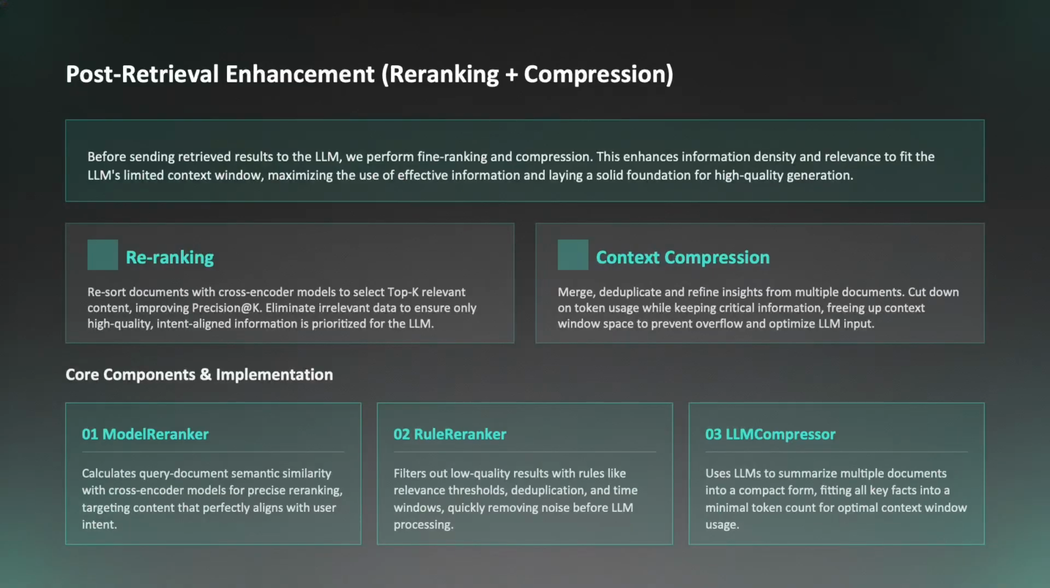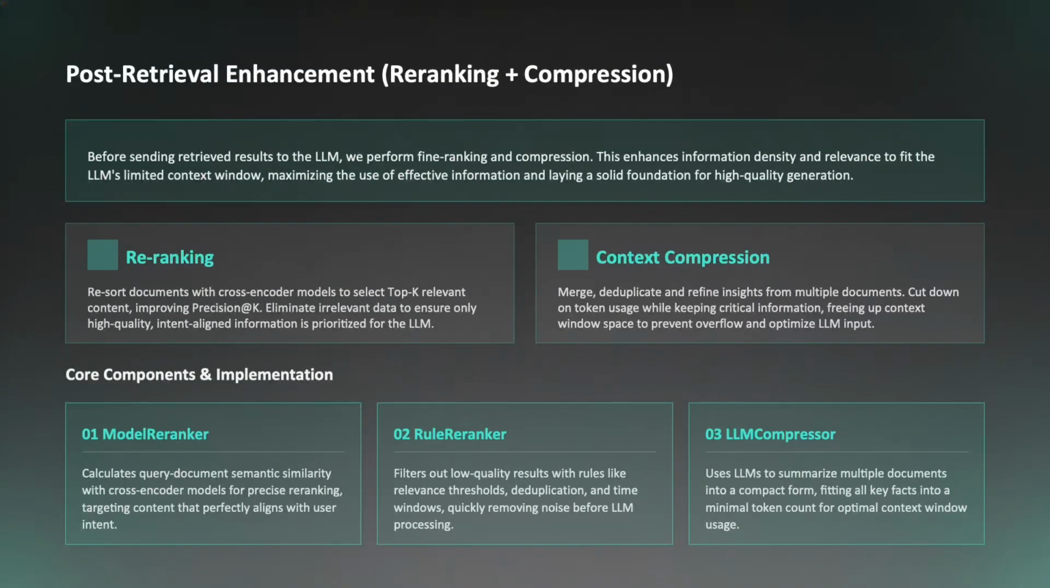Before sending recalled documents to the LLM, M42 runs post-retrieval enhancement via re-ranking and context compression. This raises information density and relevance to fit the LLM's limited context window, maximizing effective reference information and avoiding window overflow. We split this into 2 core capabilities.